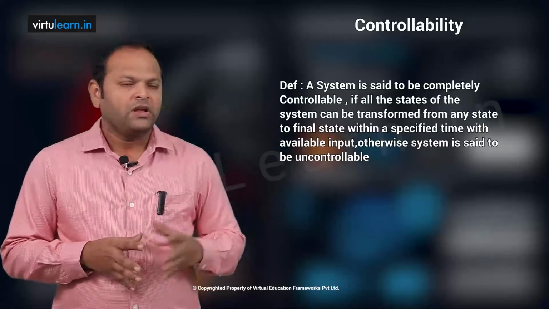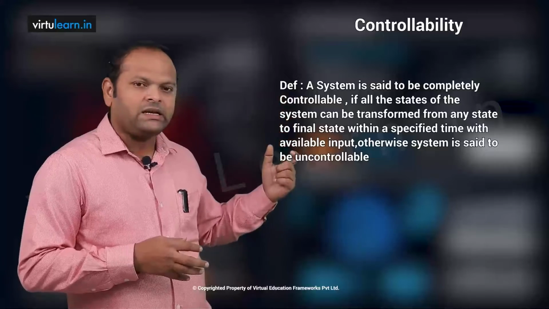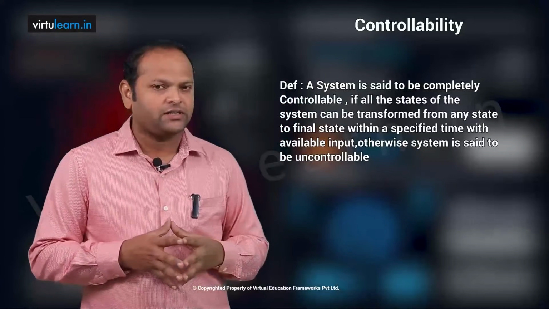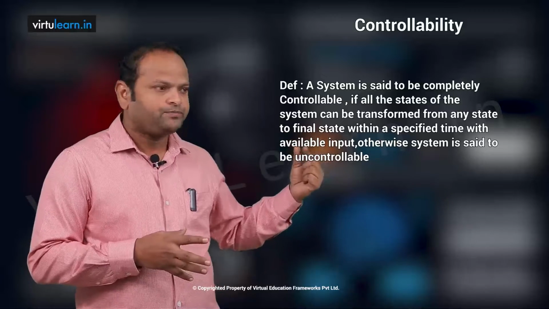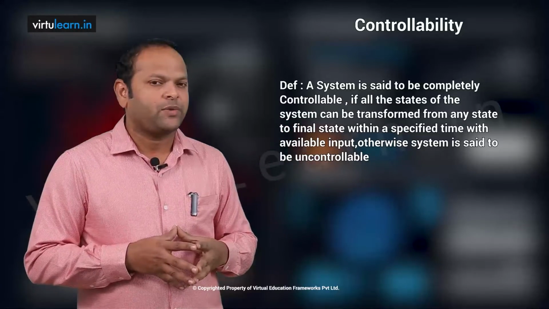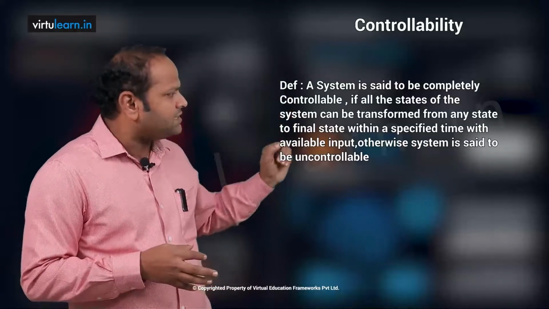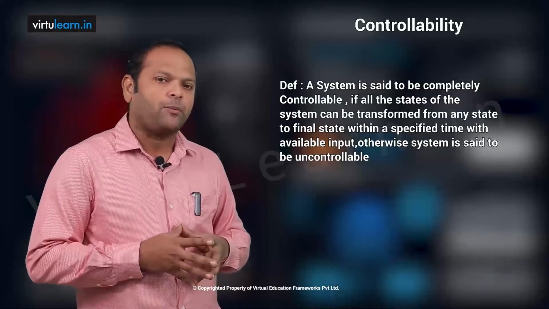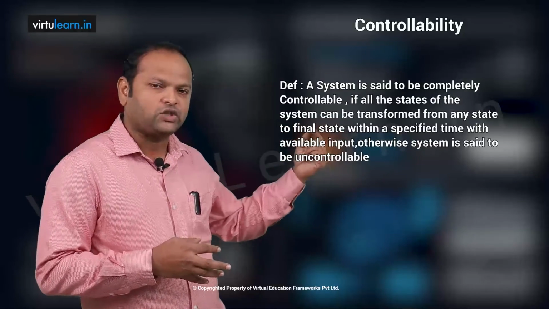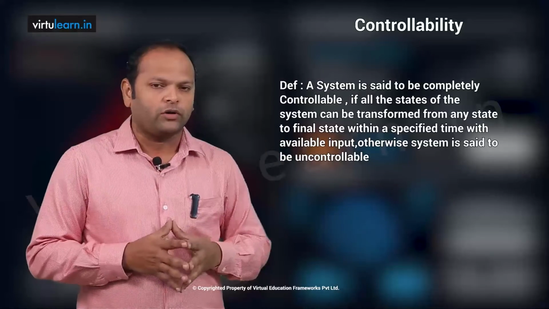What does that mean? Let us say there are 5 states in the system. Those 5 states can be transferred from the initial state to any other specified state within a given time and with available input. Then we say that particular system is completely controllable. So if all the states are able to transform, then it is called completely controllable. Even if one state is unable to transform, the state is not changing within a time with available input, then it is uncontrollable, we say.